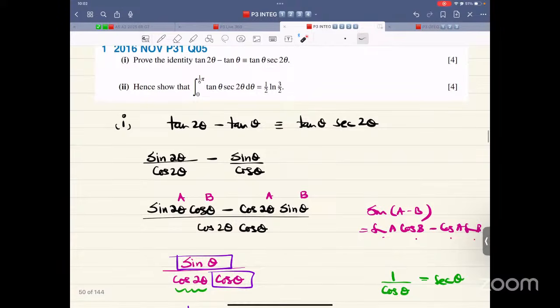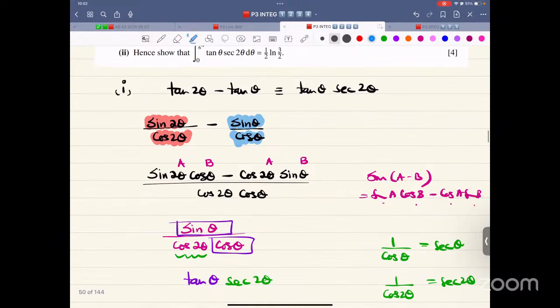It says tangent 2 theta minus tan theta, that is tangent theta sec 2 theta. So let me write this out. Tangent 2 theta is written as sine 2 theta over cos 2 theta. Tangent theta is written as sine theta over cos theta.